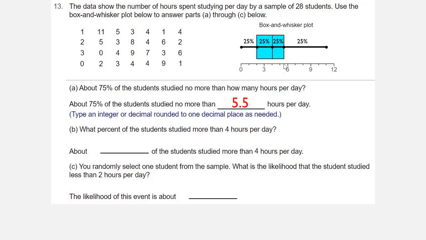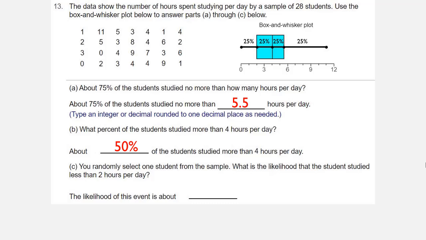Part B, what percent of the students studied more than 4 hours per day? So on the box and whisker plot, 4 is right where Q2 is. So 50% studied more than 4 hours, 50% studied less. So the correct answer for part B is about 50% of the students studied more than 4 hours per day.